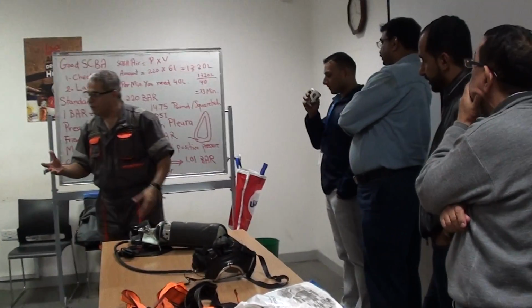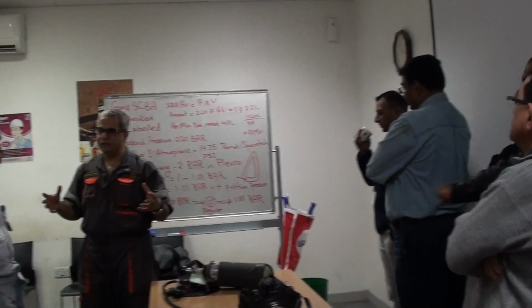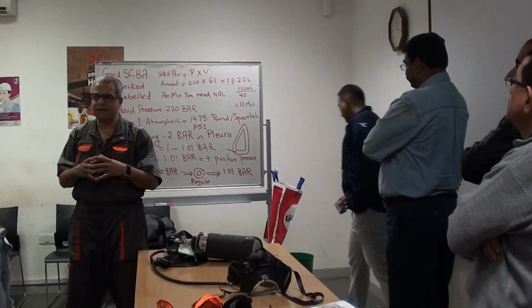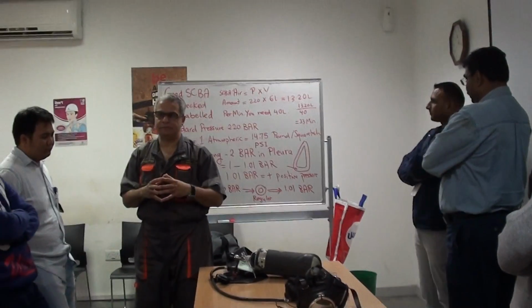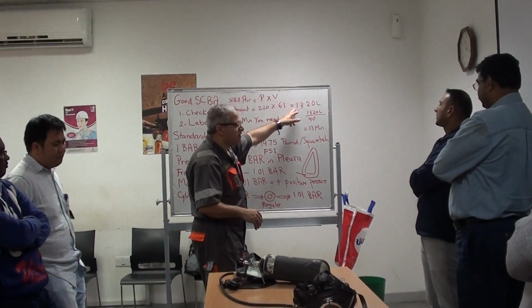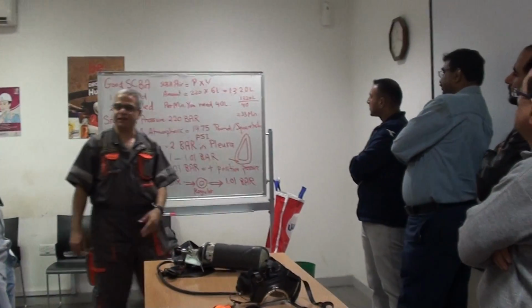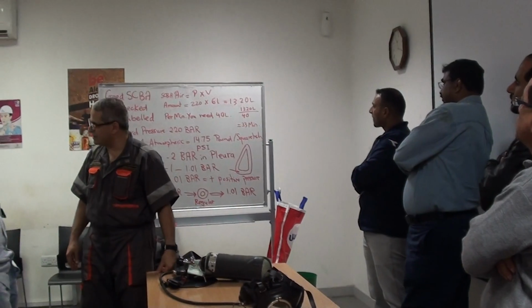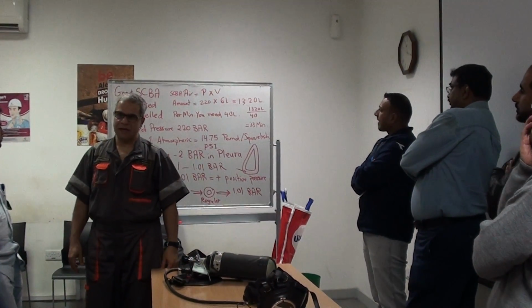We need to know now for how many minutes we can survive. I told you, on average, each minute we consume 40 liters of air. We divide 1,320 over 40, it gives you 33 minutes. So you are safe for 33 minutes.